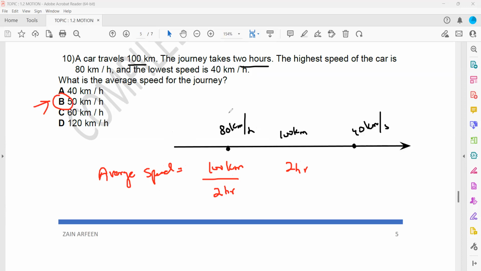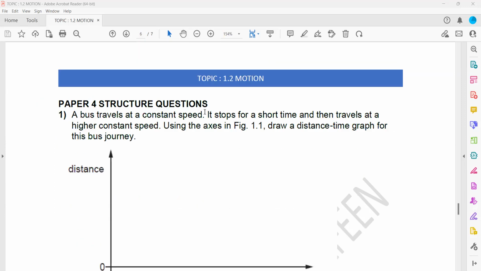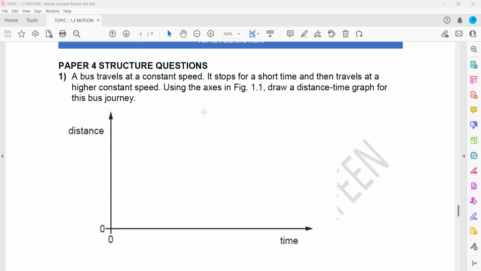So don't bother about the highest, the maximum, the minimum speed. It's just always the same formula, total distance over total time.